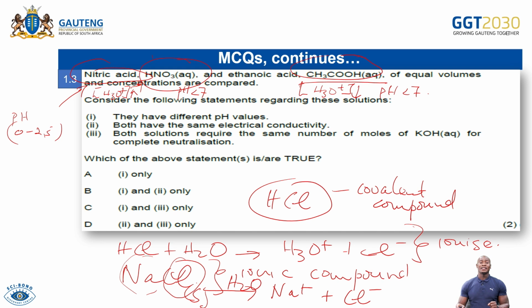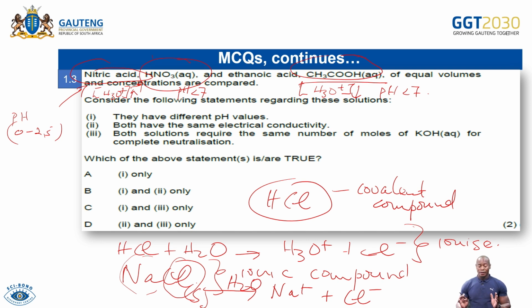What we are having is a weak acid versus a strong acid. Your strong acid is nitric acid, and your weak acid is ethanoic acid. What we know is that acids, when they're dissolved in water, form hydronium ions, right?